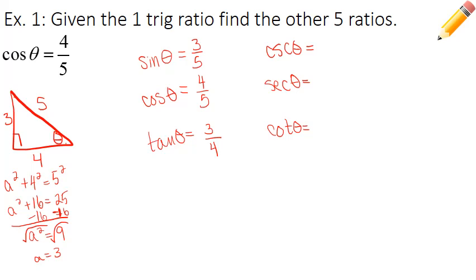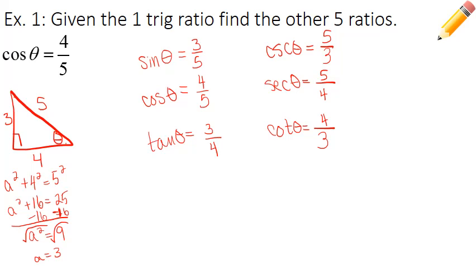As soon as I set up these three, you guys, it's so much easier to come up with my reciprocal ratios, because now all I have to do is flip-flop the denominators and numerators. So cosecant of theta is going to be 5 over 3, secant of theta is going to be 5 over 4, and cotangent is going to be 4 over 3. So hopefully that makes sense.